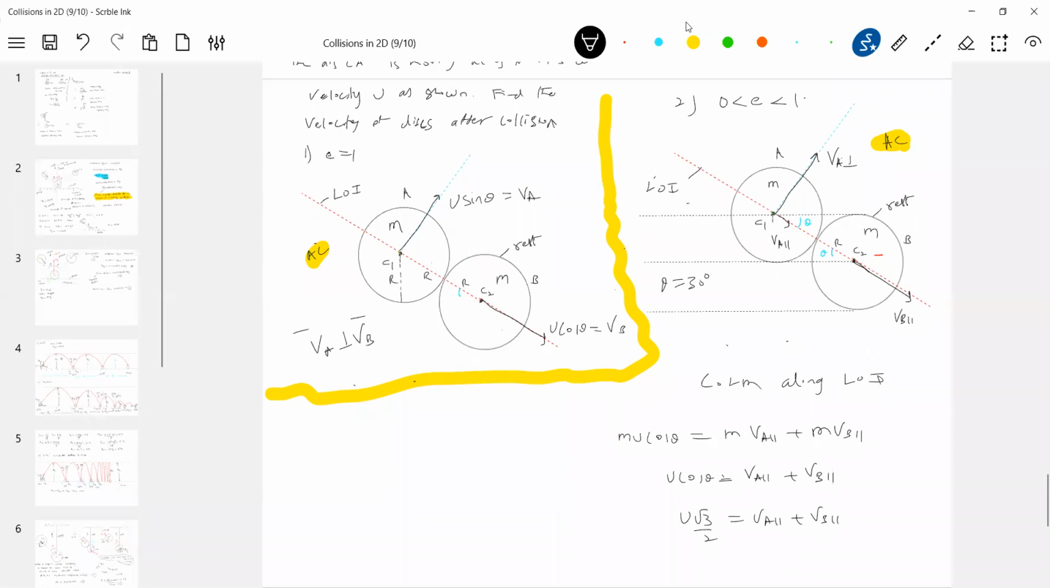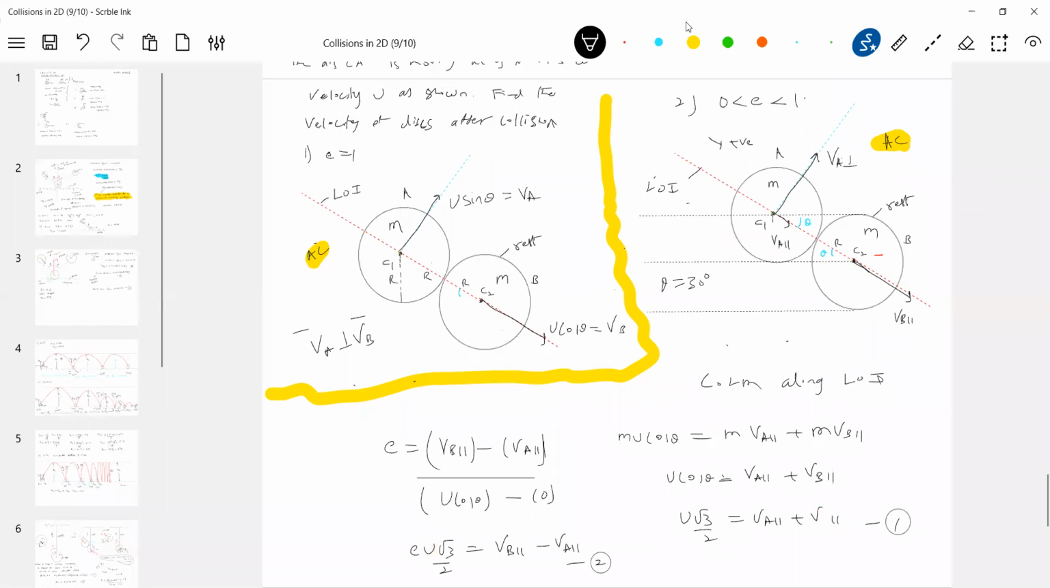Then the coefficient of restitution formula. I'll take this as positive. So VB parallel minus VA parallel by u cos theta minus 0 is equal to e. So e u root 3 by 2 equals VB parallel minus VA parallel. Equation 1. What are the unknown things? VA parallel and VB parallel, two unknowns are there. I'll add up these two and I'll get the unknown quantities.